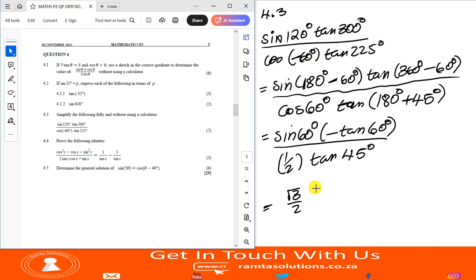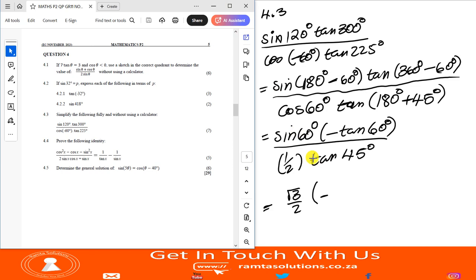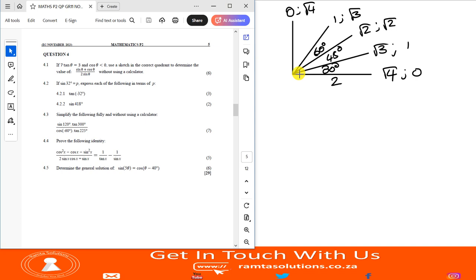Now, what is tan 60? Let's go back. Tan 60. Tan is y over x. It's root 3 over 1. Even your calculator will return that. So it's root 3, negative root 3. Okay? Now, he said cos 60 was half. Let me just show you. Cos is x over r, 1 over 2.